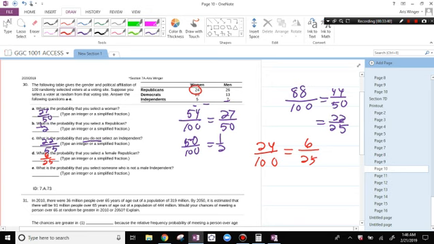What's the probability that you select someone who is not a male independent? Where are the male independents? Male independents, 7. So that means there are 93 out of 100 people who are not that. 93 out of 100.